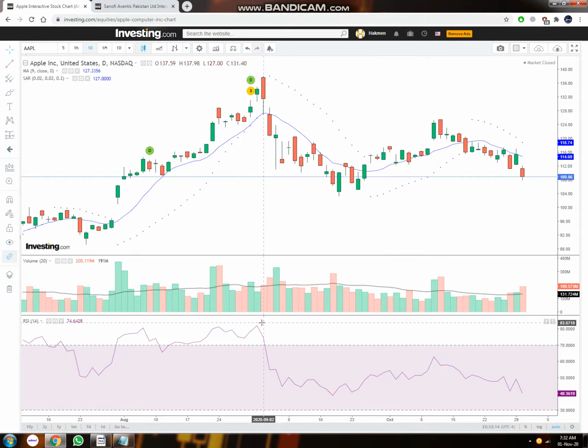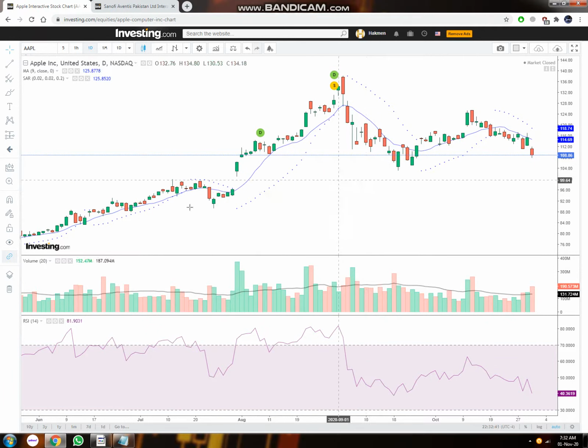So in this case you will have to place your stop loss according to how the market will do in the future. In this case, as you can see, for example, you have placed your stop loss here at this level. So whenever the stock reaches this level, you have to close your long position and place a short position here. As you can see that the market is going down.